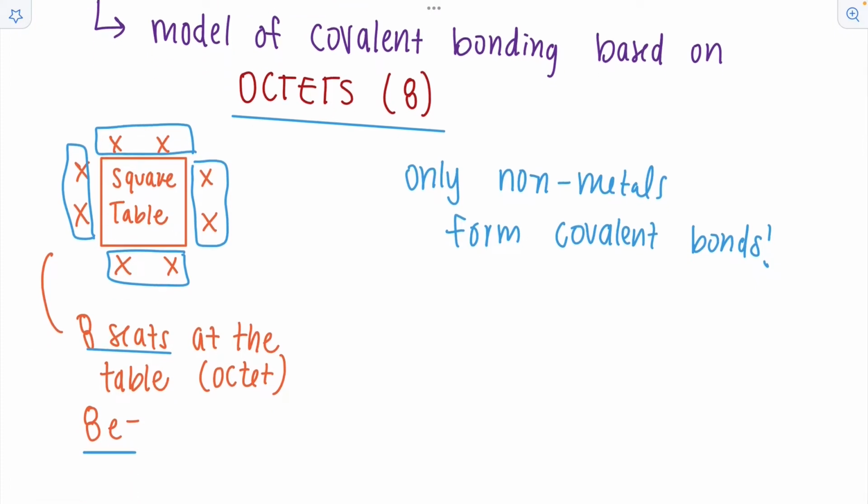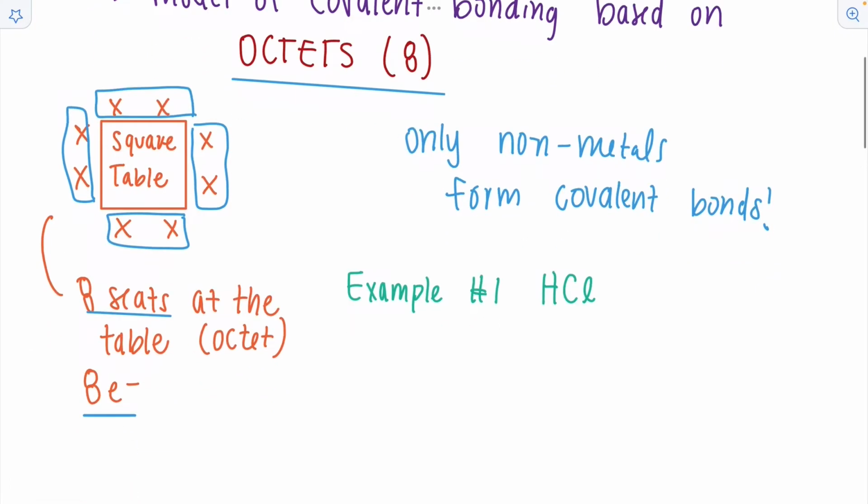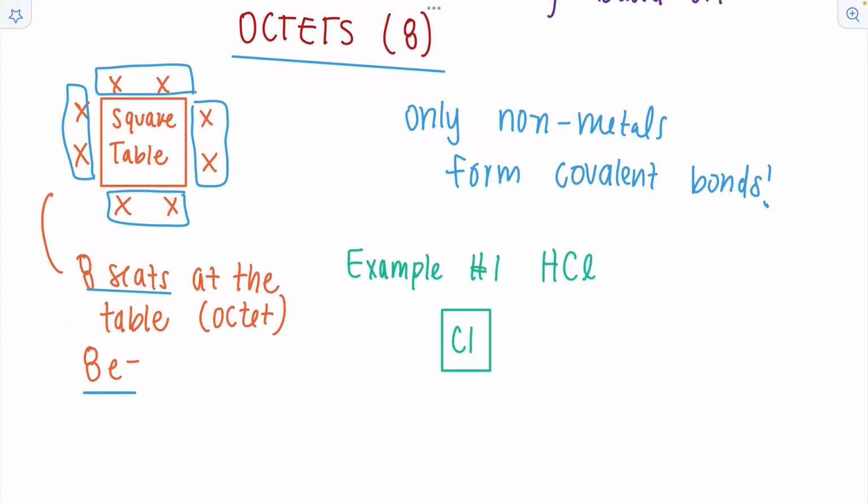Let's do an example. Hydrochloric acid, HCl. There are 2 atoms involved in this bond. There's chlorine and there's hydrogen. The first thing to do is to determine how many seats are filled on their tables. That is to say, how many electrons surround hydrogen and chlorine in their neutral state. We can tell from the periodic table.